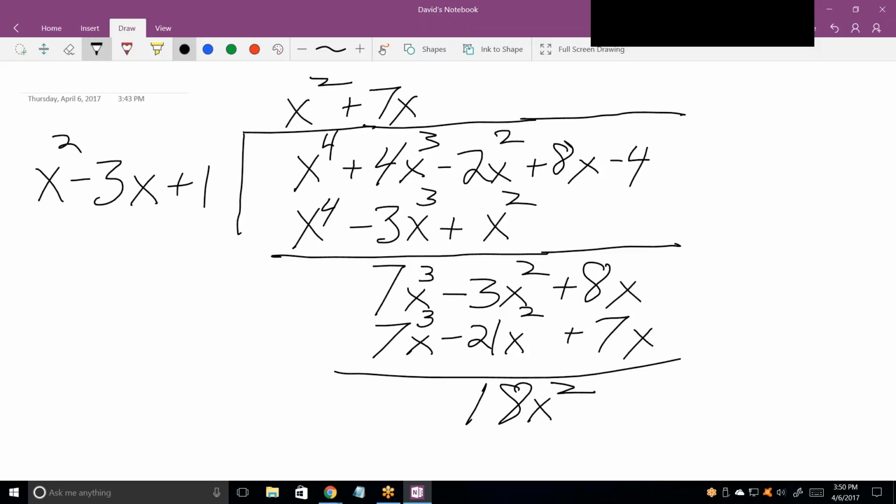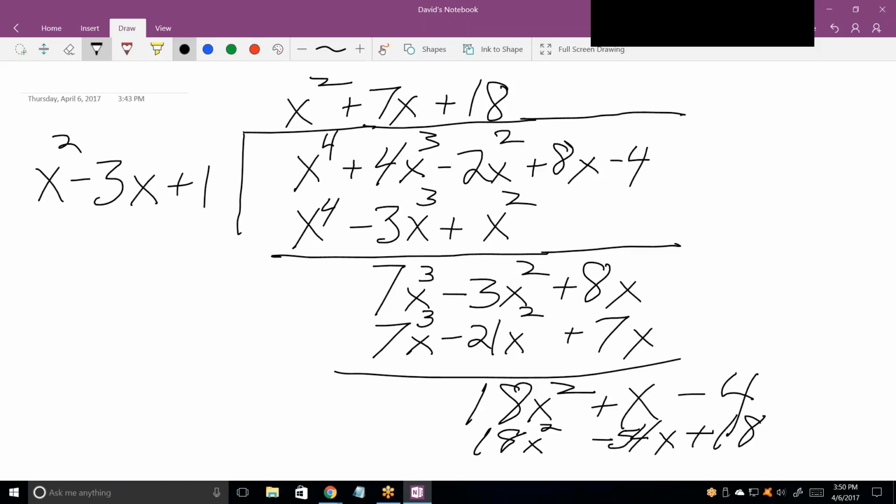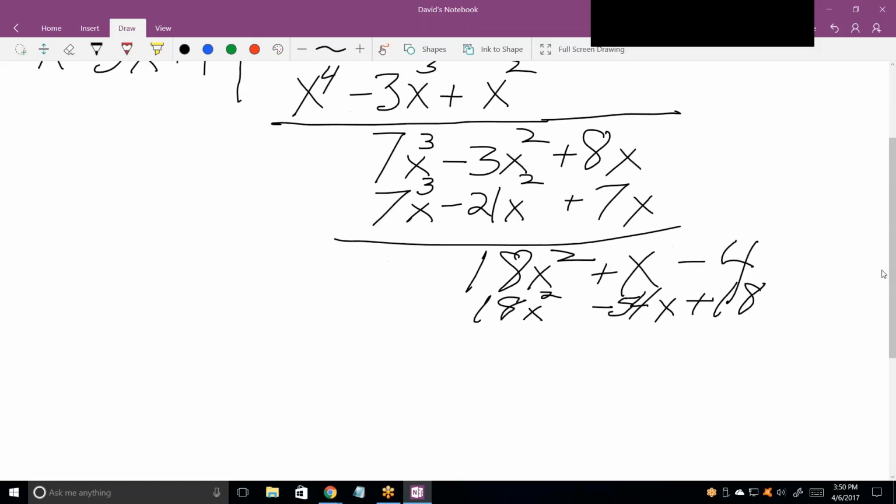What's the rest of it? And then it's plus 1x, just plus x. And then bring down the next term. Yep, minus 4. Repeat again. So it'd be 18x, or 18, just 18. And then it would be plus 18, and then minus 54, and then plus 18. And subtract one more time.